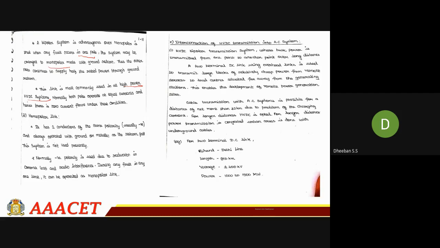Next, the homopolar link. A homopolar link has two conductors.